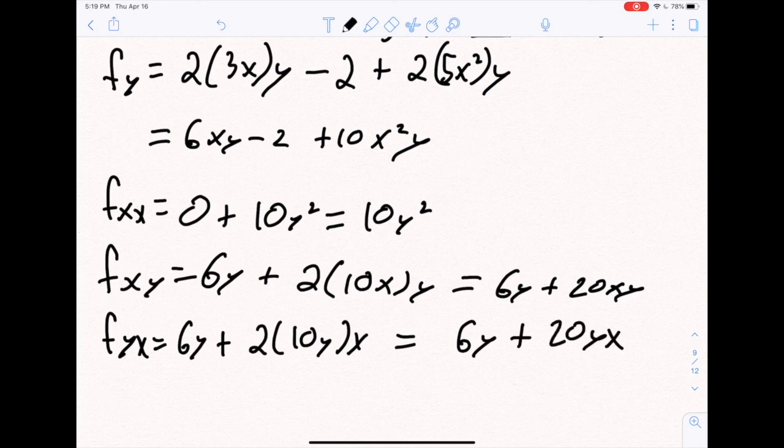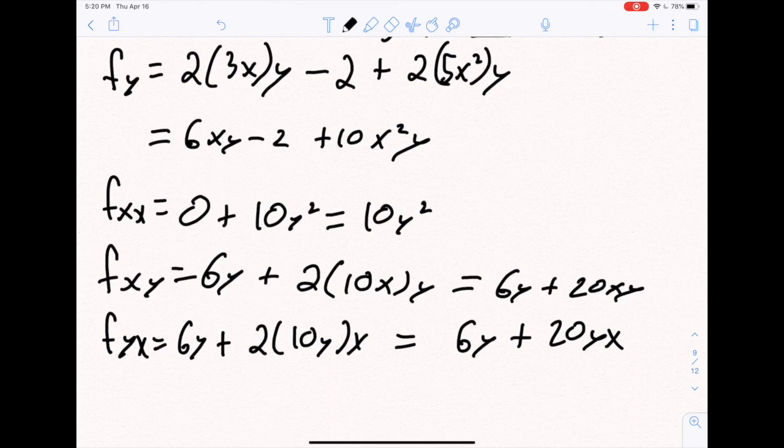Now, you may notice that fxy and fyx are the same. They're both 6y + 20xy, or 20yx down here, but those are the same thing. And that's because it always works that way. fxy and fyx are always the same, so if you're ever tasked with finding the four second-order derivatives, you can quit at just three.